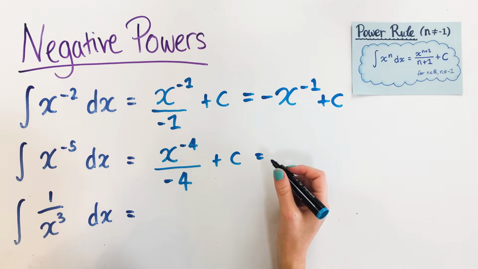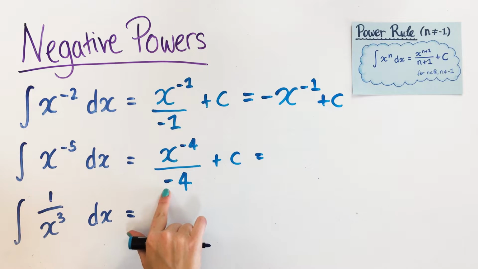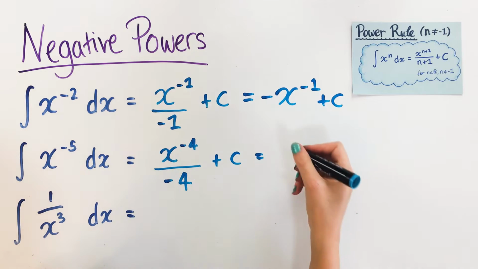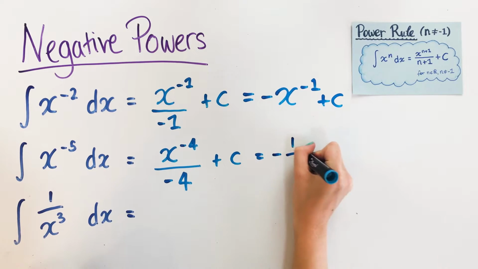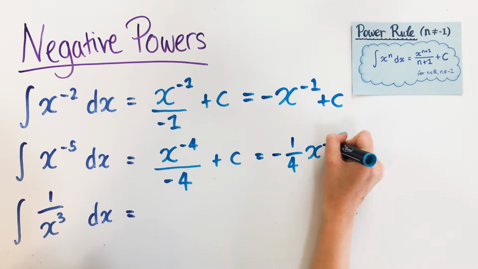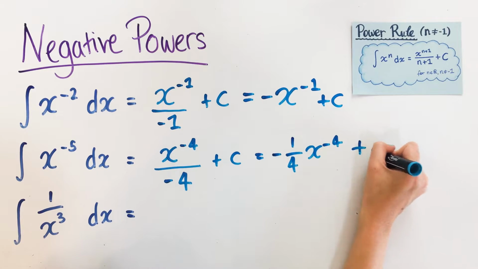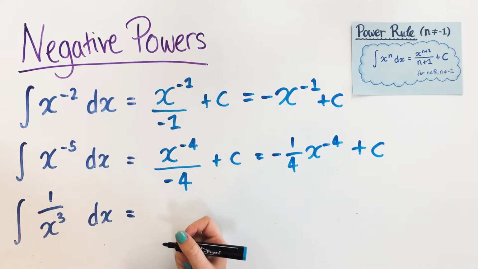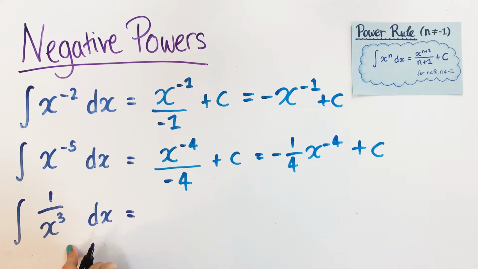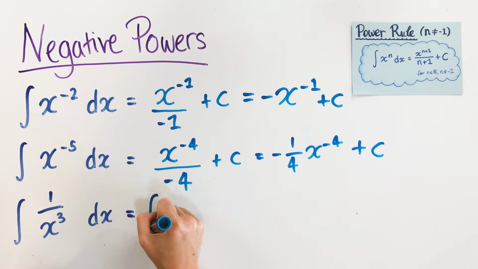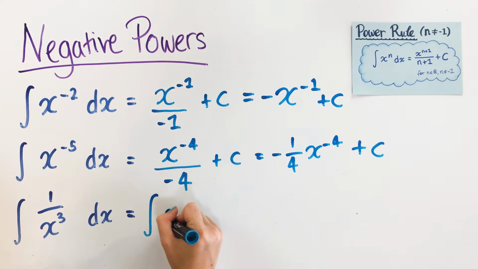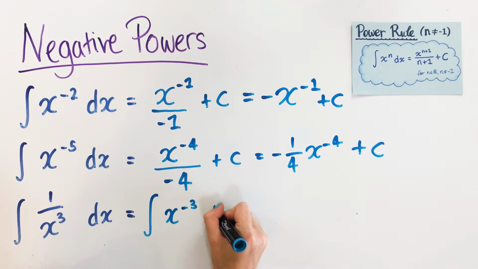And again, if we want to tidy that up a little, we can bring the negative sign on the denominator to the front. So we could also write this as minus a quarter x to the negative 4 plus c. Now with the last one, initially it might not look like this is in the right form to use the power rule. However, if you remember, we can write 1 over x cubed as x to the minus 3. So this integral is really the same as the integral of x to the power of minus 3 dx.